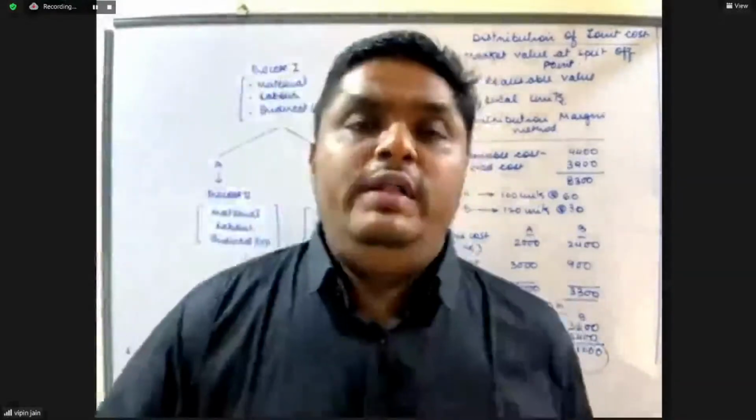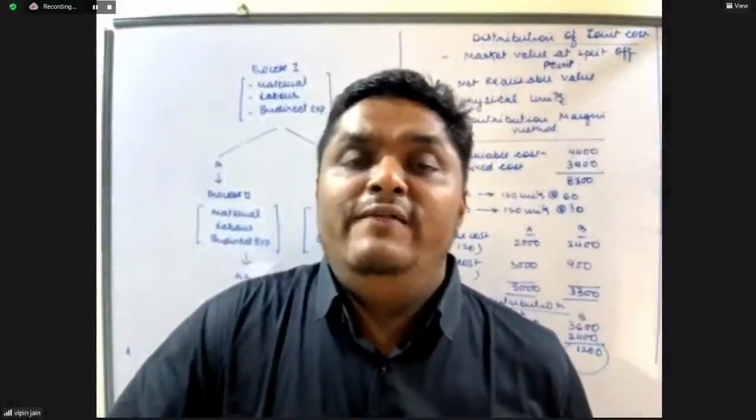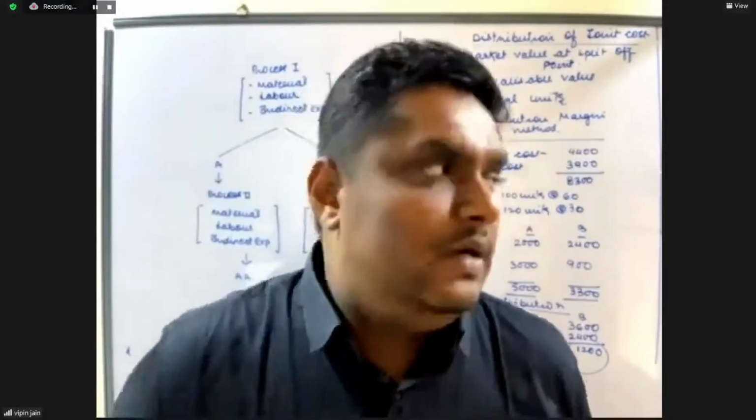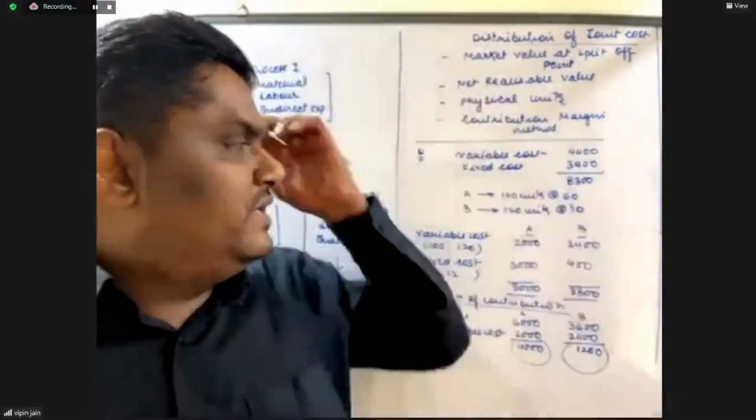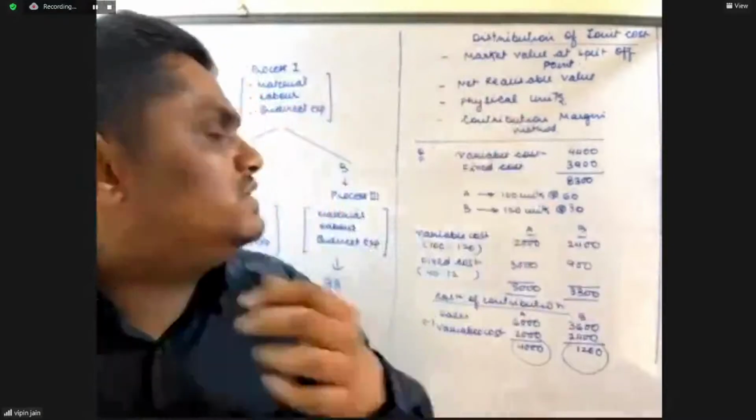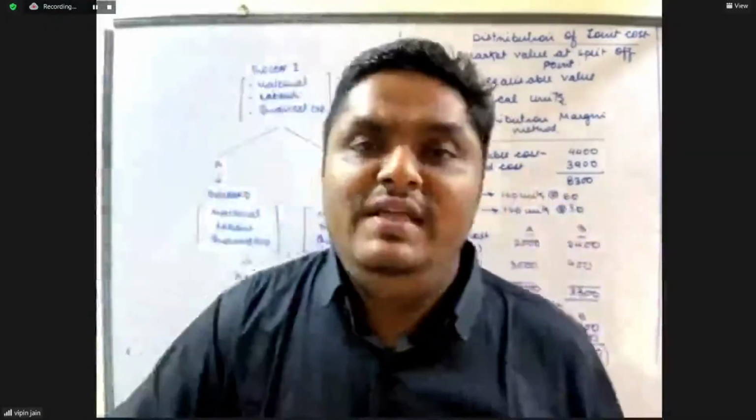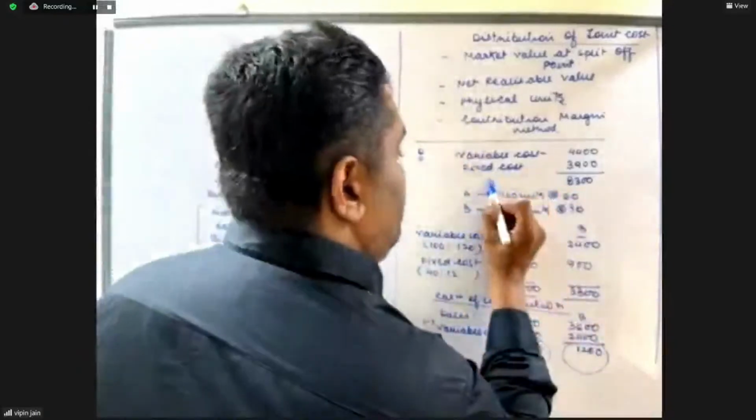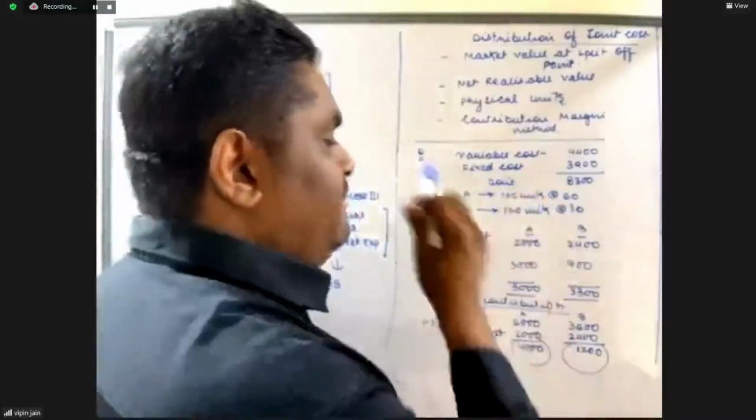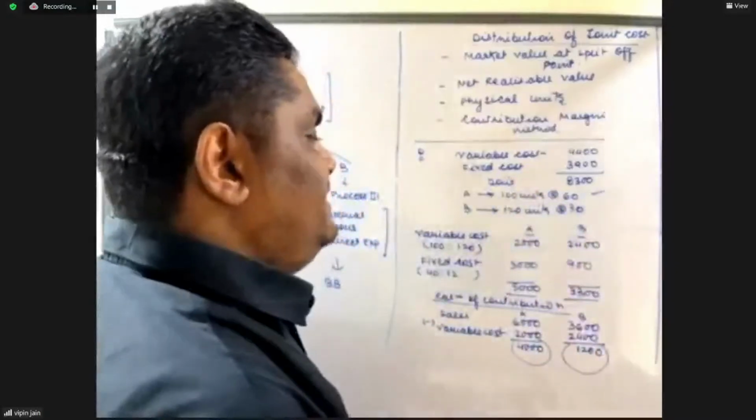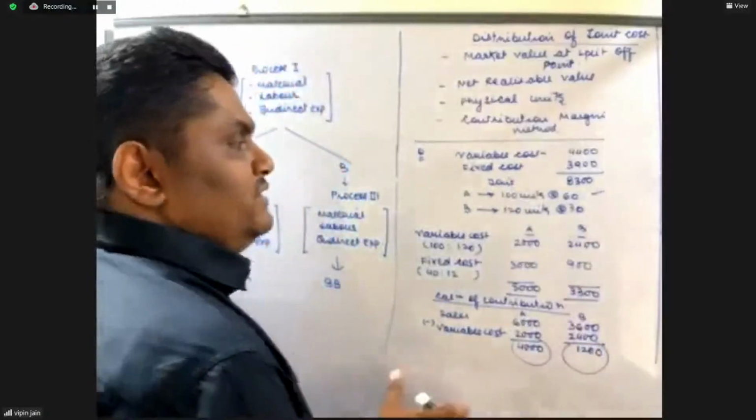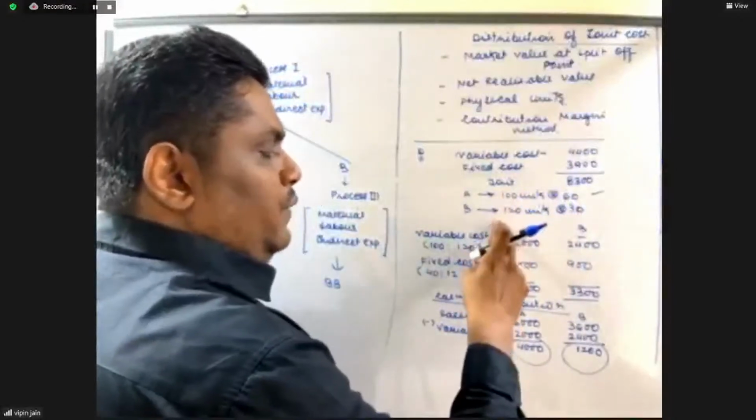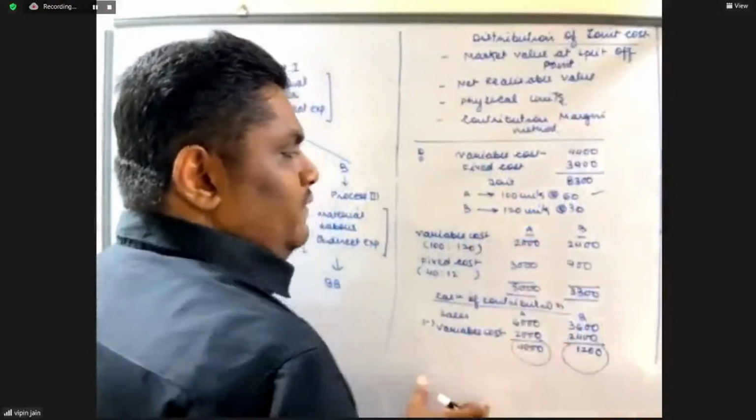I repeat again, this contribution margin method is to be applied only when some information is given in the question as regards fixed cost and variable cost. There is a question wherein the variable cost is 4,400 and the fixed cost is 3,900, so my joint cost as given is 8,300. Further information is given as regards the units and the selling price. So herein we will first distribute this variable cost of 4,400 in the ratio of units, that is 100 is to 120. So I got 2,000 and 2,400.